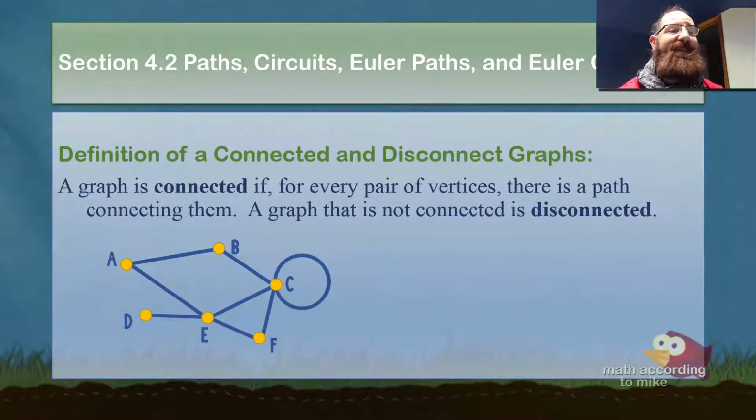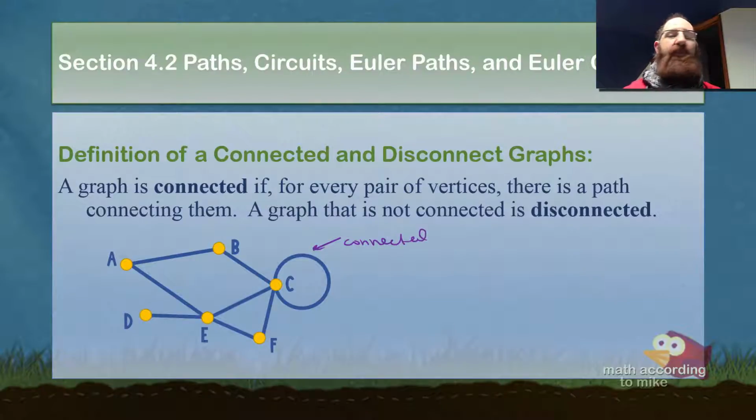A graph is connected if for every pair of vertices there is a path connecting them. In other words, you can go from any one point to any other point. That's considered to be a connected graph. A graph that is not connected, hold your horses, is called disconnected. Crazy.